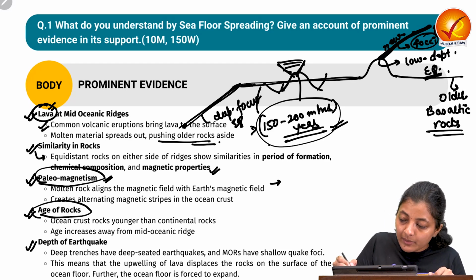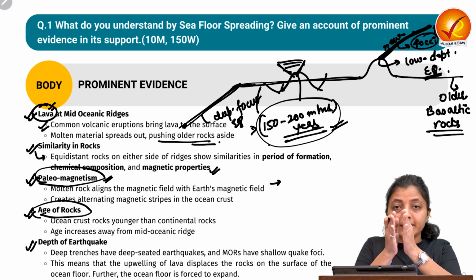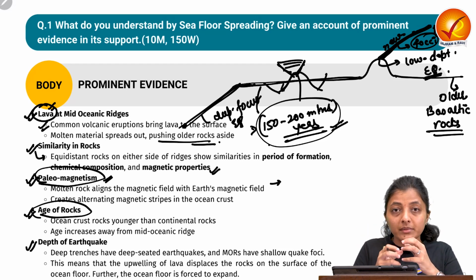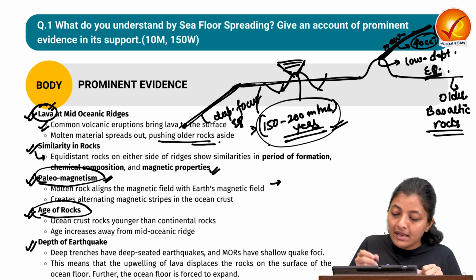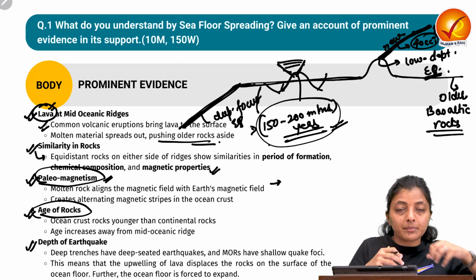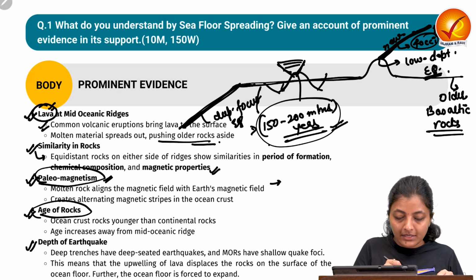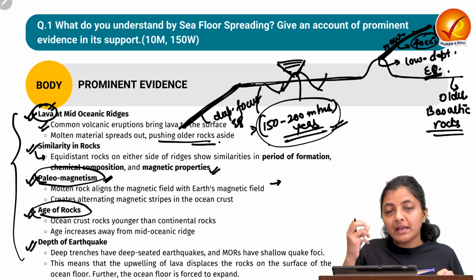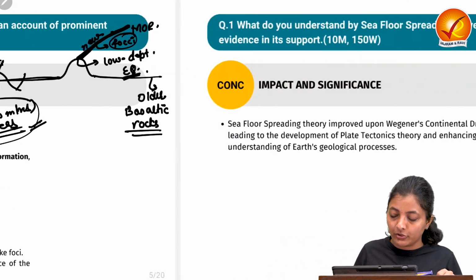It means at one place there are new eruptions, some tremors, some movement of the plates, and at another place the subduction process is going on. So this way you can write about the evidences for the seafloor spreading theory.